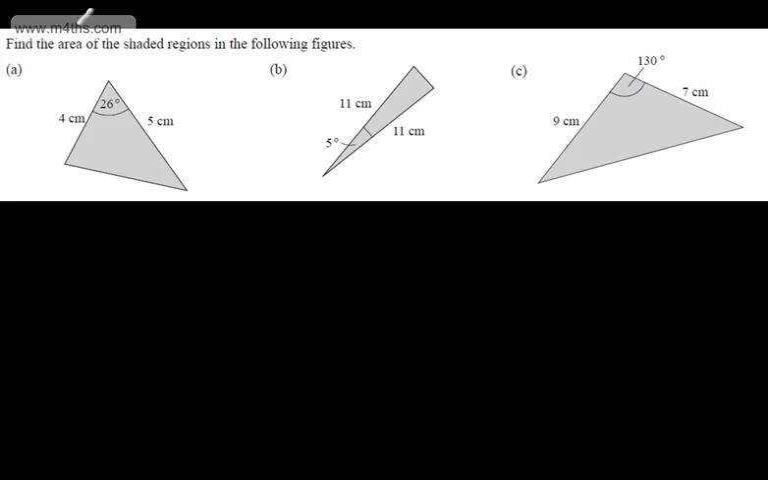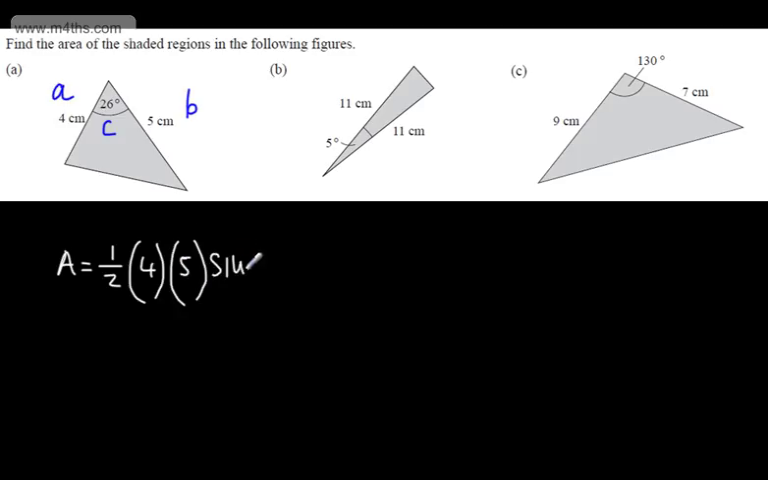We're asked to find the area of the shaded regions in the following figures. So all we've got here is a nice straightforward triangle, and I'm going to label these up. So I'm going to say that this is going to be the side A and this is going to be the side B. It doesn't matter which I call which, and this is going to be the angle C. So we can say now that the area will be 1/2. We're going to have A, which is going to be 4, multiplied by B, which is going to be 5, multiplied by the sine of 26 degrees.